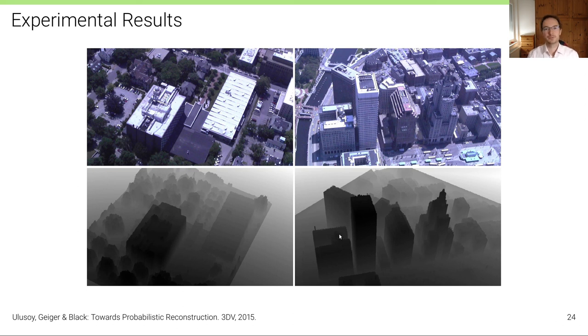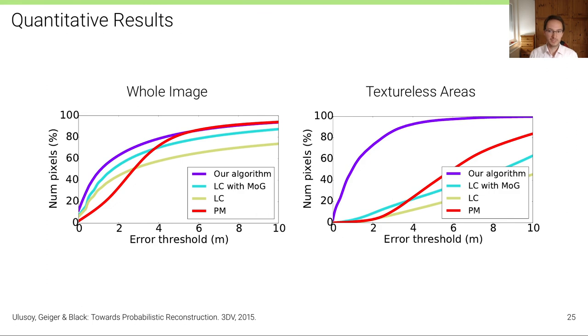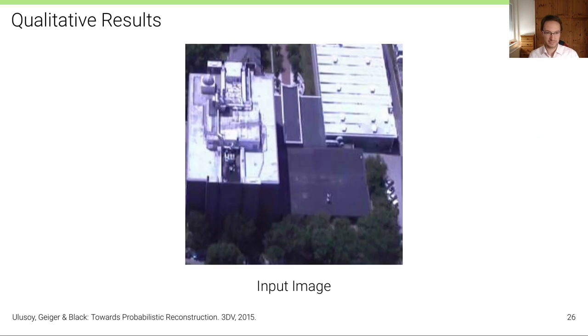At the bottom is the ground truth depth. And so this algorithm, compared to previous algorithms, local algorithms, but also global algorithms that were not exposing uncertainty, improves performance, in particular in textureless areas, which you can see by this gap in the curves. But what is maybe more interesting is to look at some qualitative results.